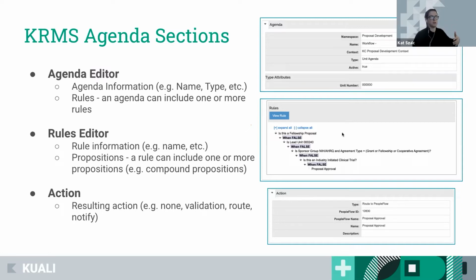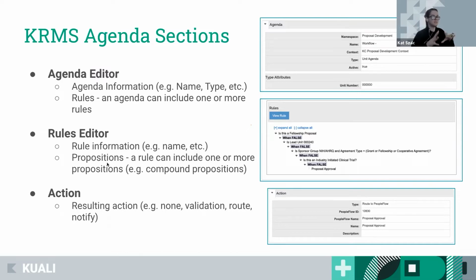So here's just an example of an agenda that has multiple rules that are using the when false, when true statements. We then have the rules editor that's going to include the rules information. And the rules editor is going to store the propositions. So each rule, this is a rule right here, will then have propositions, which can be, again, one or more propositions included in a rule. So again, you'll see that put into practice a little bit more as I'm working through my examples.